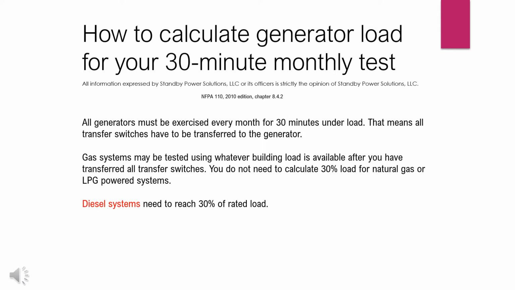All generators must be exercised every month for 30 minutes under load. That means all transfer switches have to be transferred to the generator. Gas systems may be tested using whatever building load is available after you have transferred all transfer switches. You do not need to calculate 30% load for natural gas or LPG powered systems. Diesel systems need to reach 30% of their rated load.